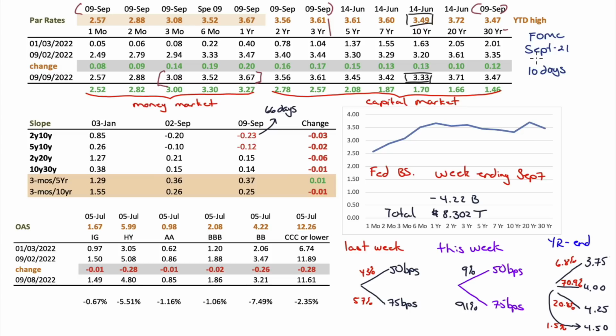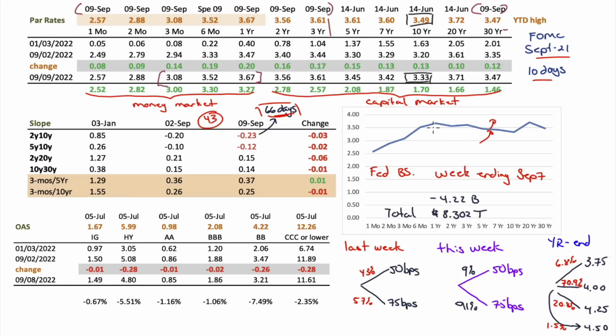Our next meeting, 21st, 10 days from now. Yield curve remains inverted. This is 66 days now, over 2 months, that it's inverted. Not as inverted as it was previously. I think we got into an inversion of 43. We're inverted at negative 23 because the long end of the curve has been moving up.